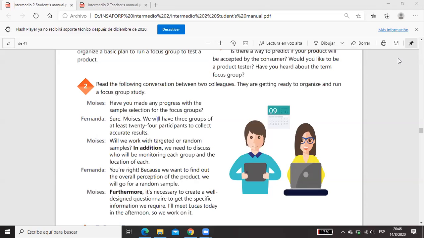Furthermore, it's necessary to create a well-designed questionnaire to get the specific information we require. I will meet Locus today in the afternoon while we work on it.